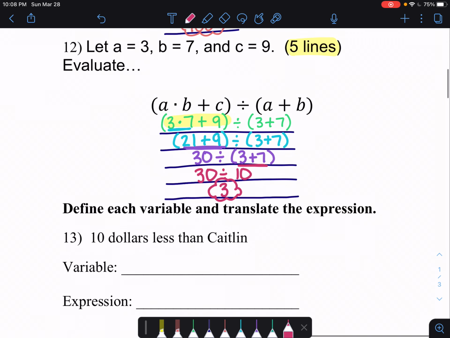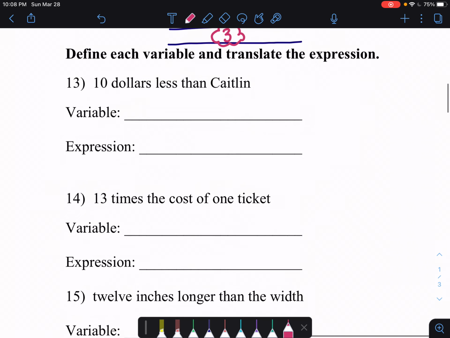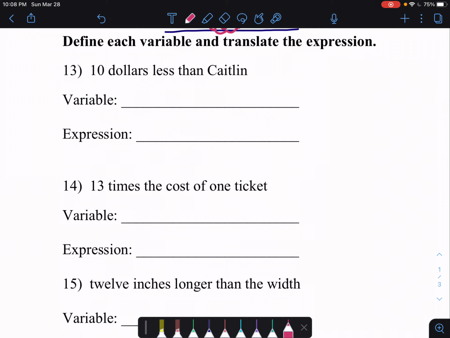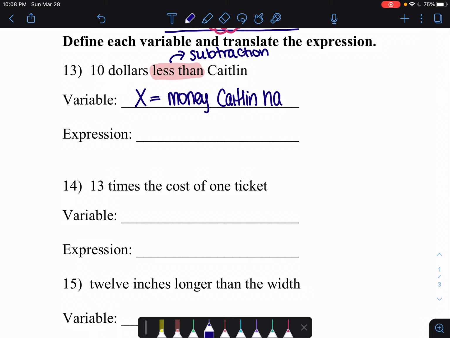Now we're going to switch into writing expressions. So writing expressions with variables in it. So number 13 says $10 less than Caitlin. So less than means subtraction. So my variable, I'm going to use X for all of my variables. X is going to be money Caitlin has, because that's what I don't know. And I know that I have $10 less than her.